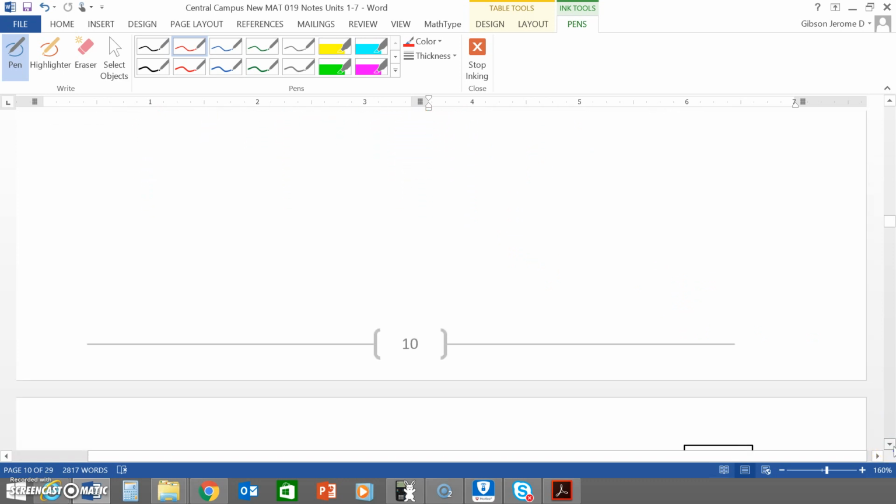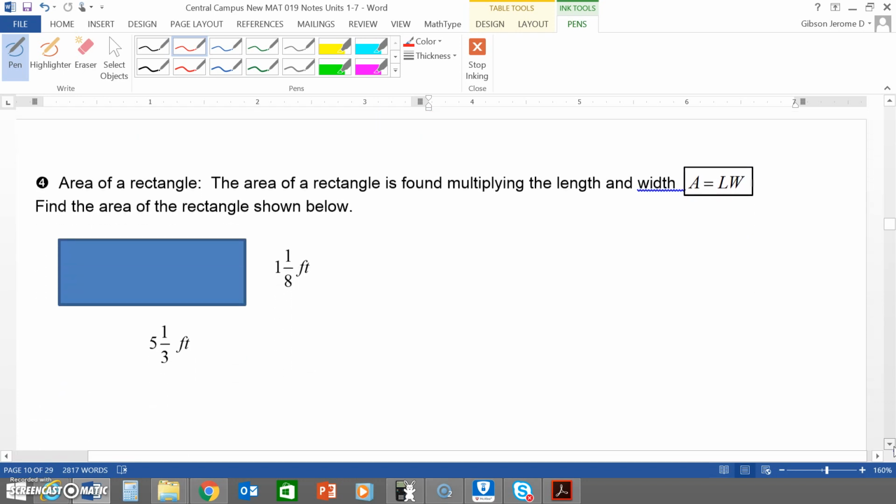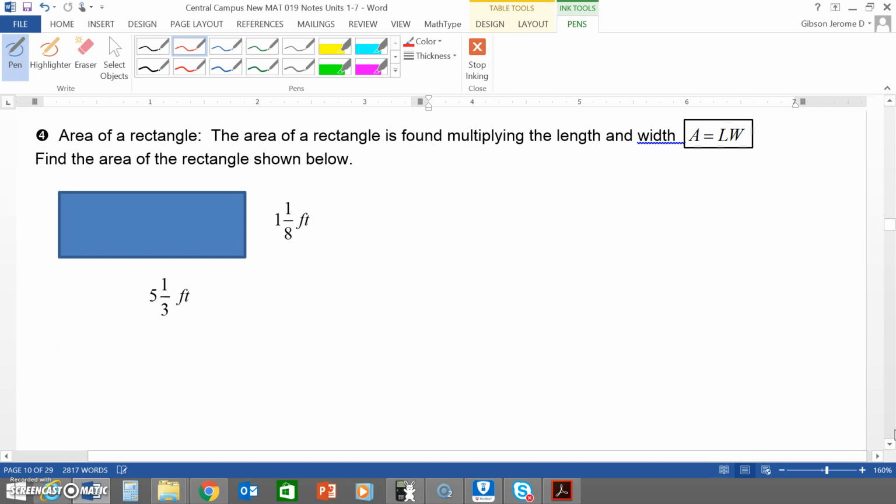Okay, now we go here to number 4. It says area of a rectangle. The area of a rectangle is found multiplying the length and width. A equals L times W. Find the area of the rectangle shown below. So, what we would do is this. Remember, area is equal to the length. The length is 5 1/3 feet. And the width is 1 1/8 feet.